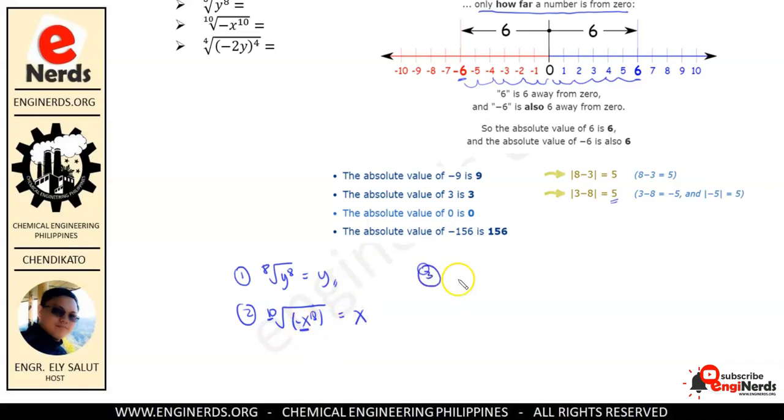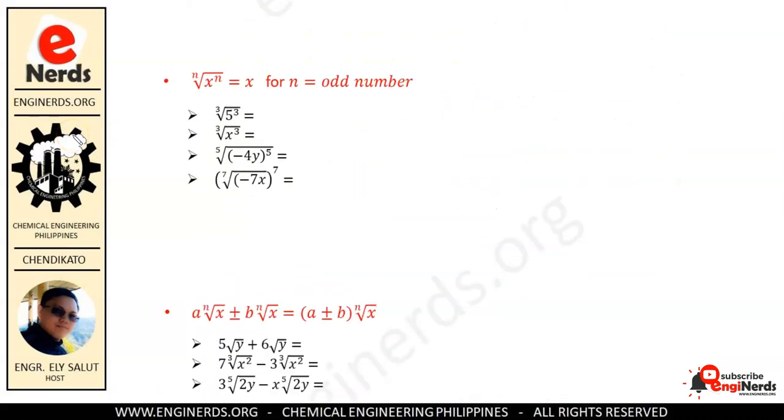So the next problem, we have the 4th root of negative 2y to the 4th. So even number ang ating index. At ang radicand natin is raised to the 4th. So ang radicand natin is negative 2y, no? But since ang index natin is even number, we will take the absolute value. So this is equal to 2y. Now let's go to the next property.